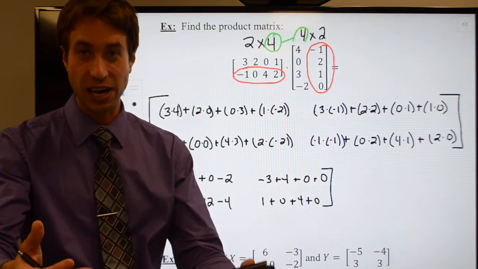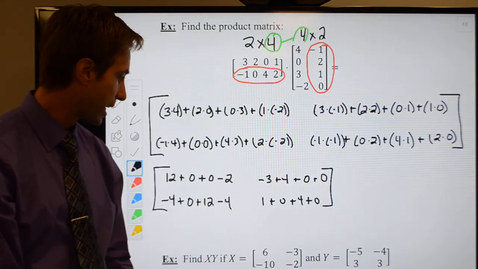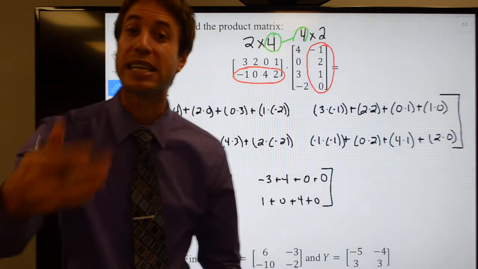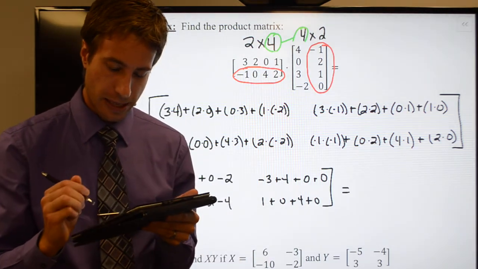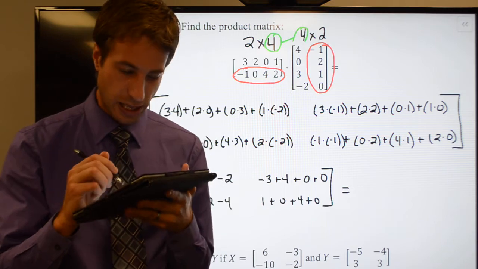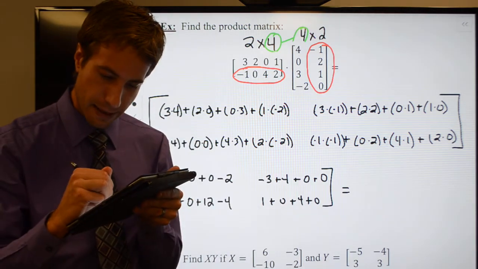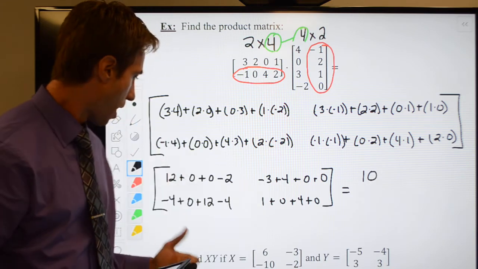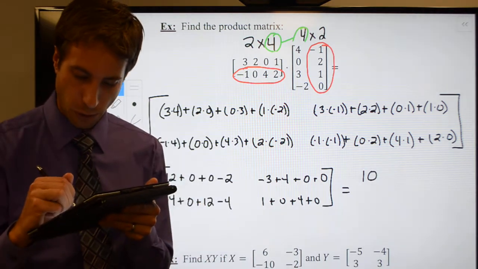Now I have done all of my products. All I'm left doing here is adding those up to get my final matrix. So my product matrix is going to be this. If I do 12 minus 2, that should be a 10. Negative 4 plus 12 minus 4 should be 4.